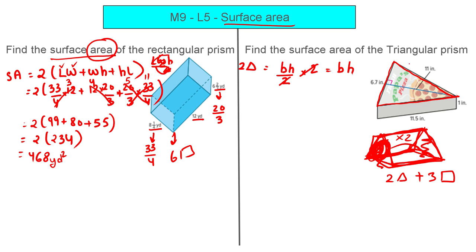Okay. Now, what is the base of the triangle? 6.7 here, correct? And what is the height? This is the height of my triangle. Height how much? 11. So I will do 6.7 times 11, which will give me 73.7. I will show you how.